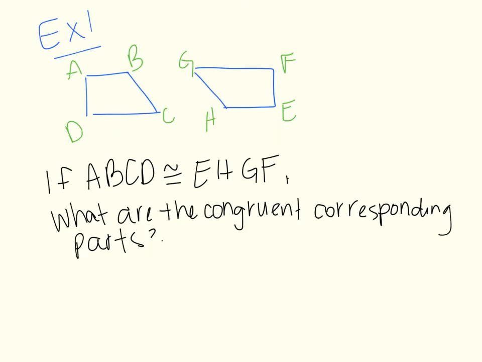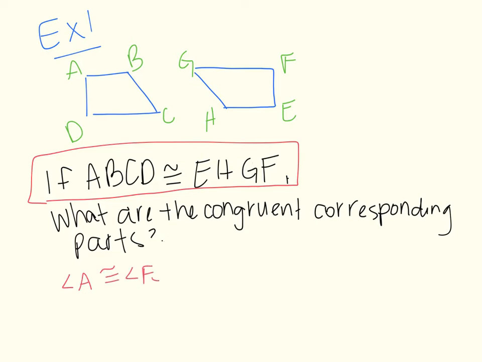Alright, so here's one of those questions where they're going to say, okay, if ABCD is congruent to EHGF, what are the congruent corresponding parts? Well, when you look at the picture, it's kind of hard to tell what goes with what. I think this one is easier than others can be, but what's helpful here is what's listed in the instructions right here. Notice how there's an order. A is first in the first one, and E is first in the second one, so that actually tells us right then and there that angle A is congruent to angle E.